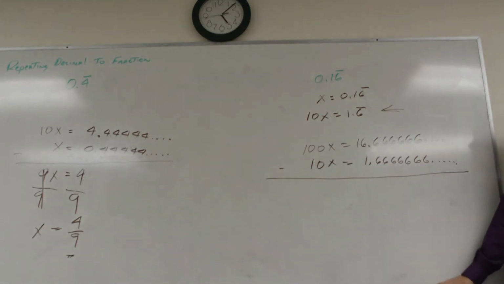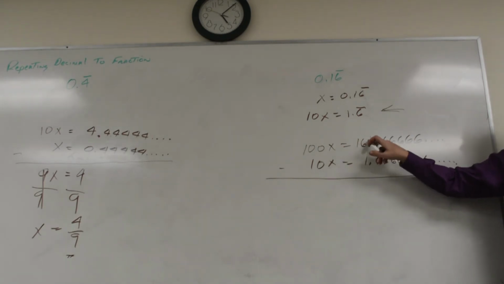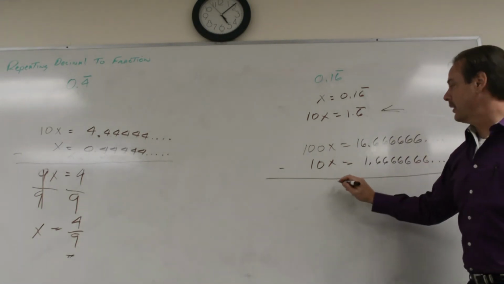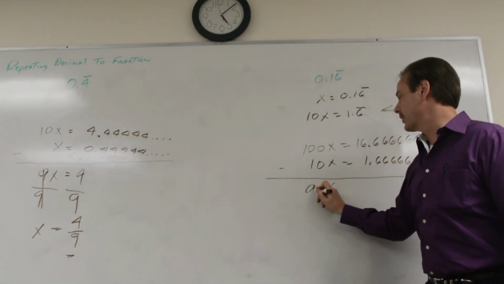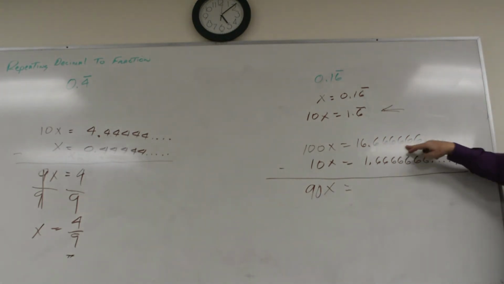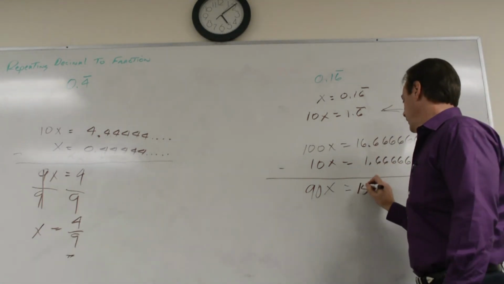All right, can you see now? So now what do we have to do? We have to subtract this from this and this from this. We got 100x and 10x, right? We're subtracting 10x, so this would be 90x. This would be equal to, well, the repeating portion of both is going to cancel each other out. So now we got 16 minus 1, which is 15.